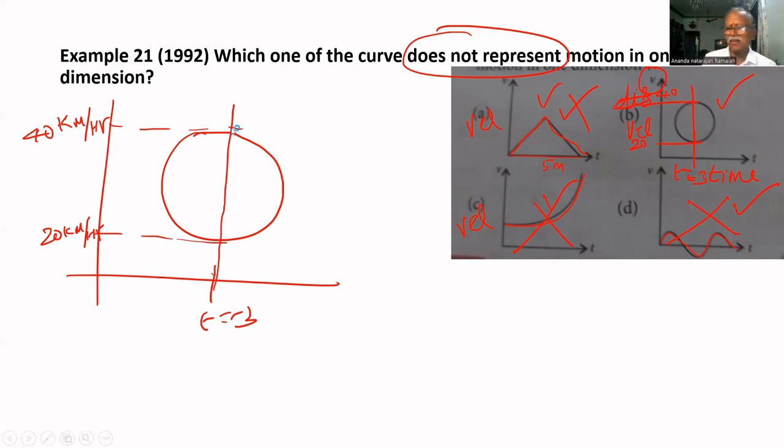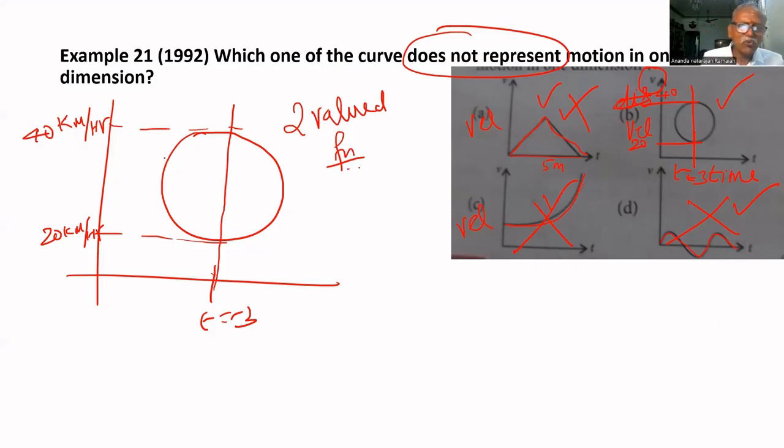It's not at all possible. Either the car can run at 20 km per hour or 40 km per hour. How can it run at two speeds simultaneously? That is called a two-valued function. Two-valued function means mathematics. That is not required for you. You can understand it physically. Forget about mathematics.